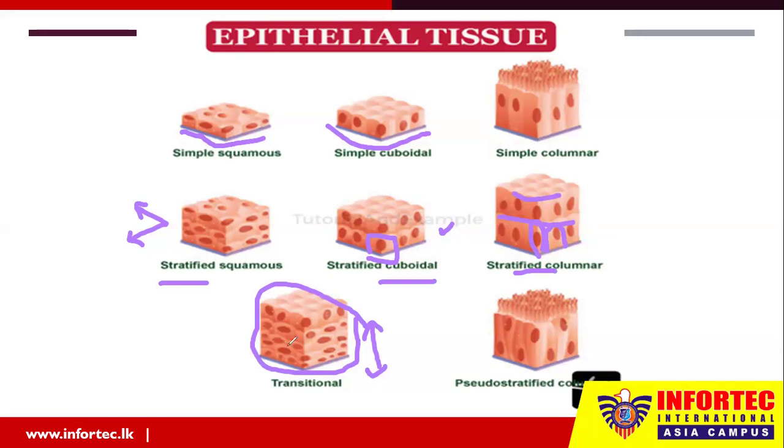Okay. Then this transitional epithelium, I already mentioned, it can change its shape, right? It means stretchable, right? So the function of this transitional epithelium is stretching and recoiling. It can stretch when necessary and come back to its previous shape. Okay, so the location we can say is the urinary bladder and our ureters.